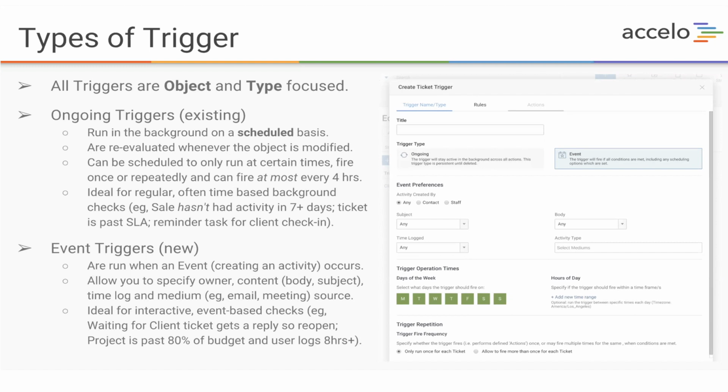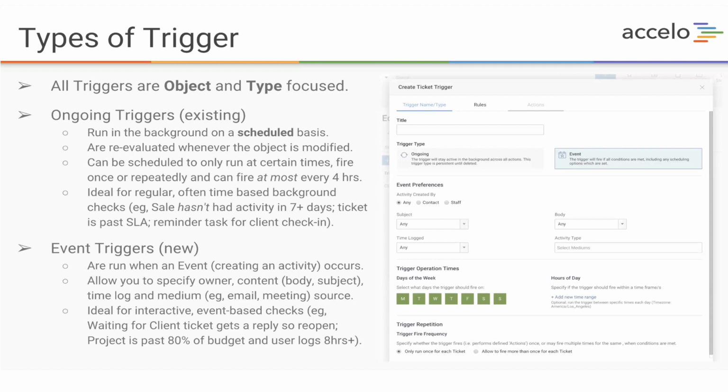The previous ongoing scenarios were more about identifying if things haven't happened because they're running in the background and doing time-based checks. Whereas with these event-based triggers, where an email comes in, for example, you want to be able to fire it there and then around what's happened. So what we're launching today is the new event-based triggers that allow you to run an event whenever you create an activity. They allow you to specify the owner, such as anybody or the contact, client contact or a staff member. They allow you to set some criteria or some rules around the subject and the body of the activity itself.